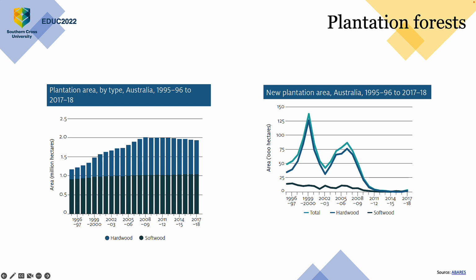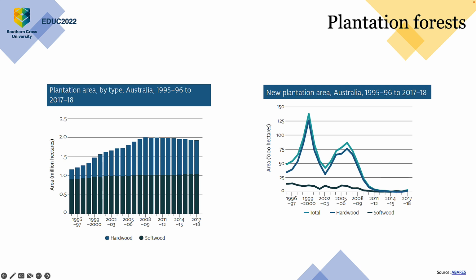All right, so let's have a look at plantation area by type. What you can see in this graph here is that softwood plantations have been fairly static in Australia. Hardwood plantations have increased, but from about 2008 onwards, they've been fairly static and to some extent decreasing slightly. And again, you can see that reflected in the next graph, where the new plantation area in Australia from 2011 onwards has basically not changed.